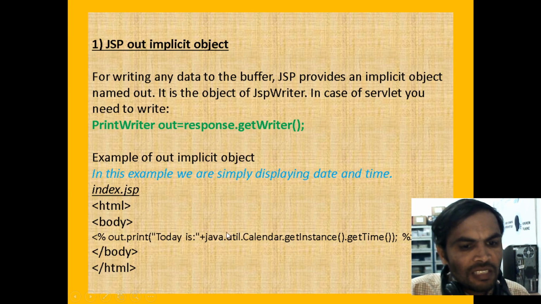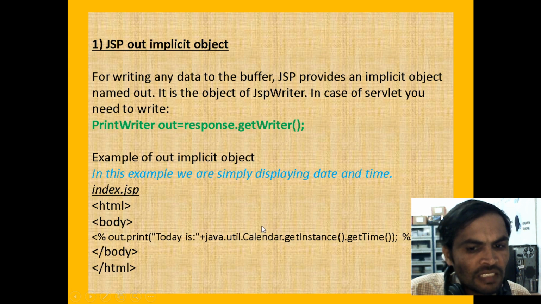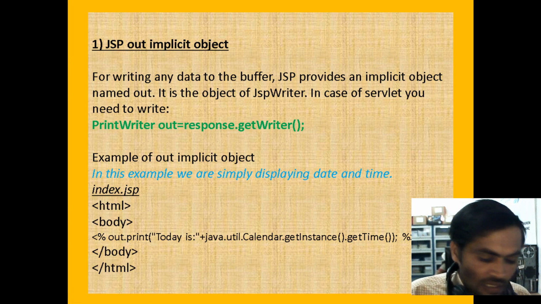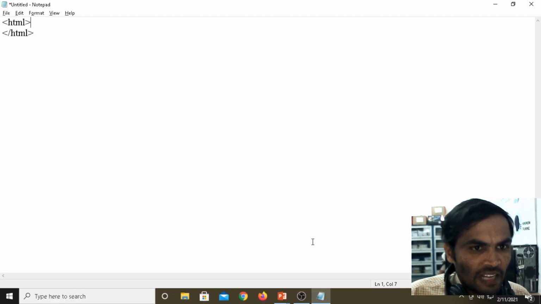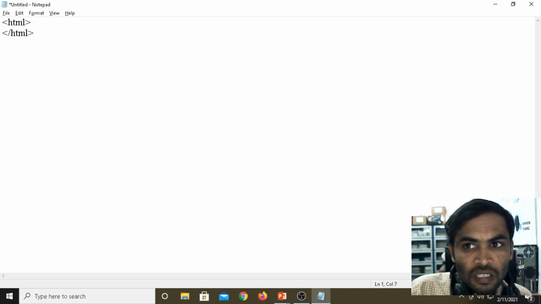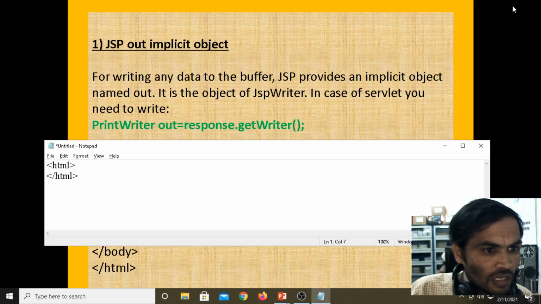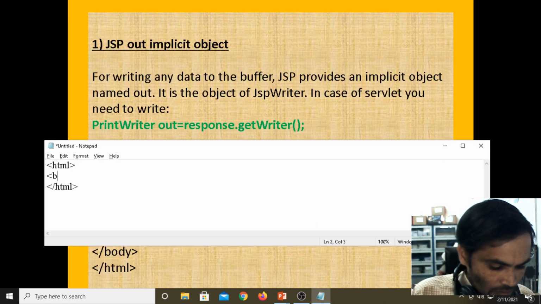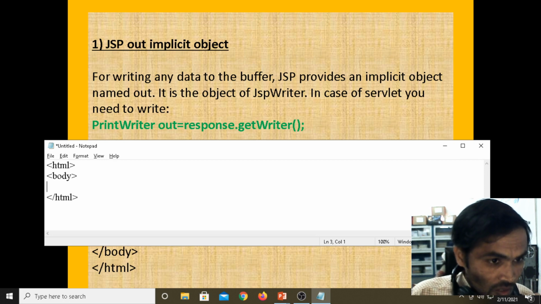We take java.util.Calendar. Under the util package we have the Calendar class. Inside the Calendar class we have the method getInstance. getInstance means we get the current date and time. Then HTML body, closing the body.